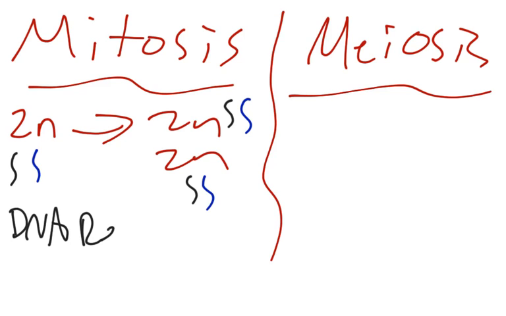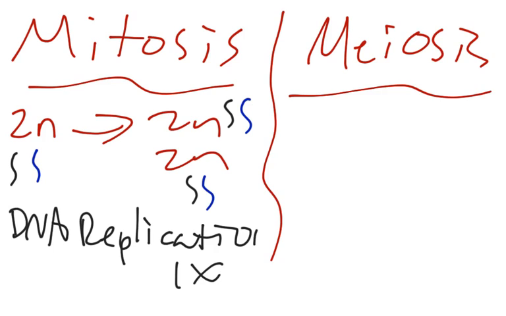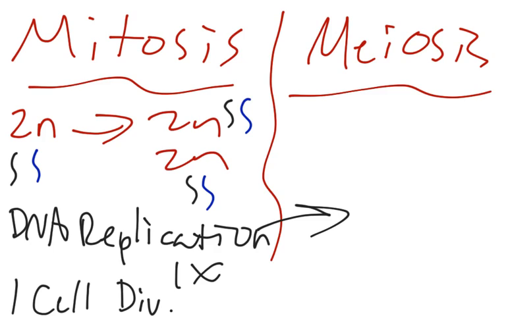DNA replication occurs one time, which is the same for meiosis. And then in mitosis, you only get one cell division. Now again, it also occurs in somatic cells, which we talked about a second ago. I'll put that up here. Somatic cells. Sorry for the cough.